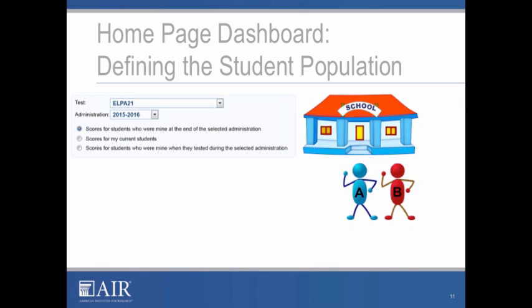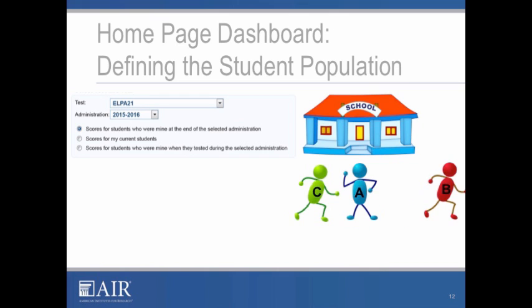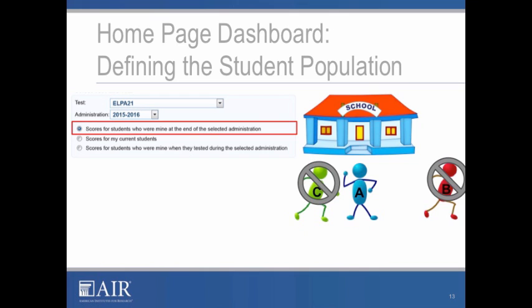Imagine that 2 of your students, Student A and Student B, took a 2015-16 test. Immediately after testing, Student B moved to a different district. Then, after the 2015-16 administration ended, a new student named Student C joined your class after taking the test in a different school. Selecting the first radio button will include Student A's score and exclude scores for Students B and C from reports. This option helps you answer the question, how did my students from last year perform on the test, including students who took the test at another school.